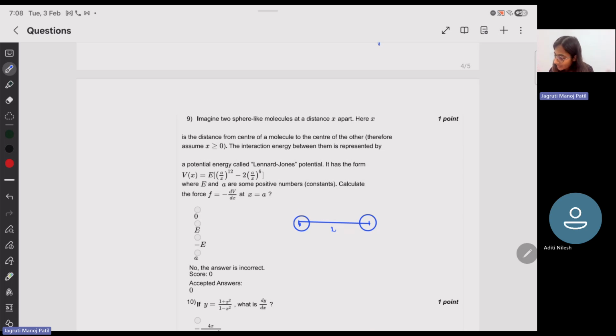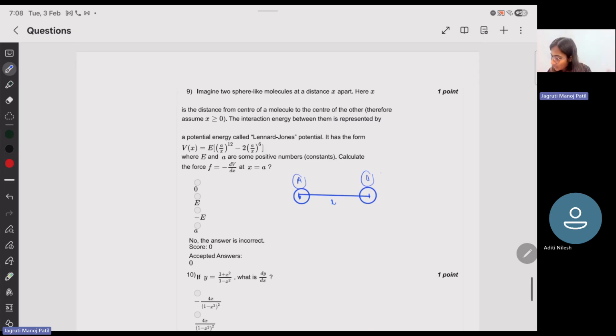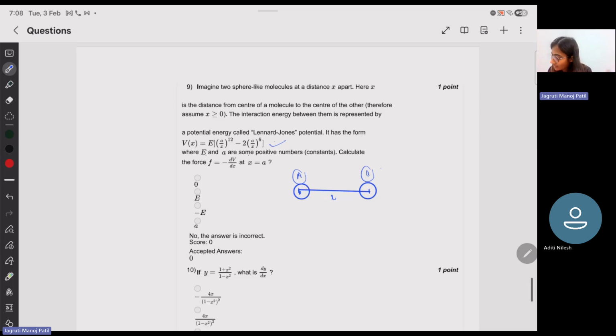And these are like two spheres, so let's say sphere A and sphere B. Now the interaction energy between them is represented by a potential energy, and it has this form. Okay, so that's how they interact with each other. Where this is a positive number, so those are constants. Calculate the force that is negative. So here you want to just differentiate.